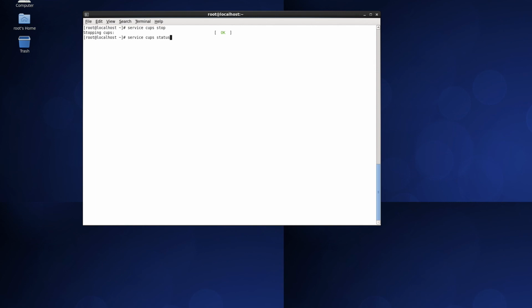I'm going to run a status command, service cups status. It tells me it stopped. Makes sense, right? But if I do another chkconfig command for cups, notice it still says it's on. That's another example. So in other words, even though cups is stopped right now on my computer, if I were to reboot and go into run level 5, it would be on. It would turn it back on.